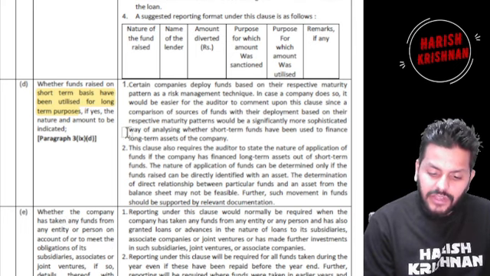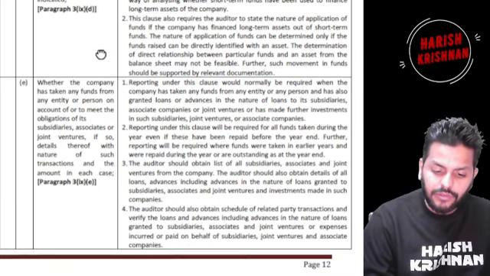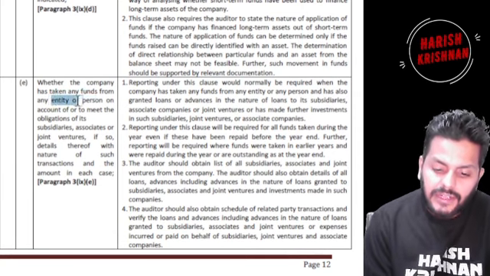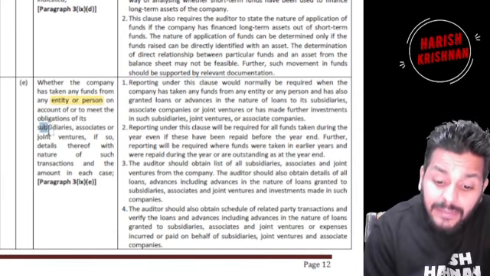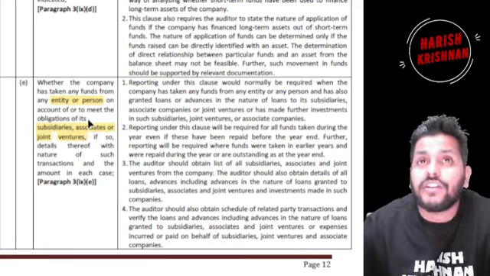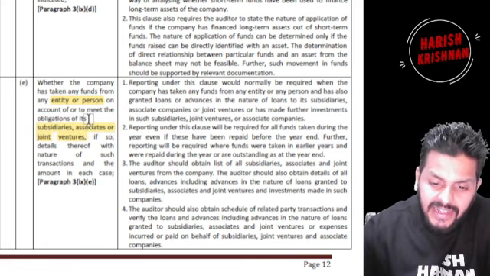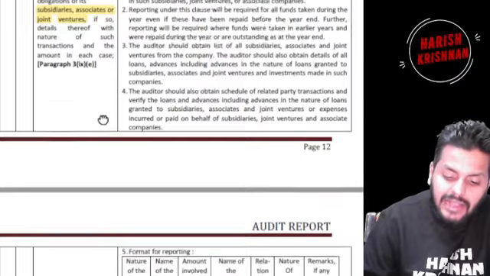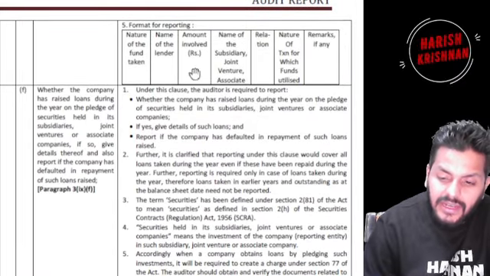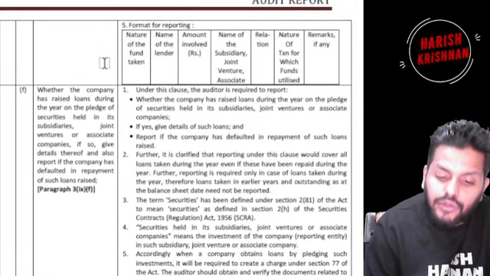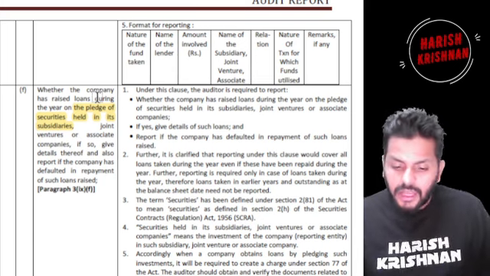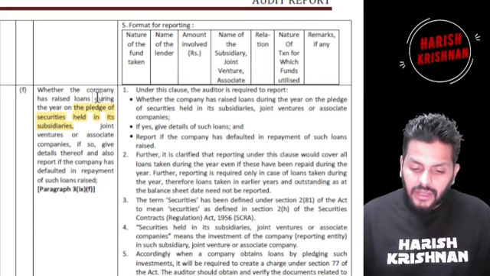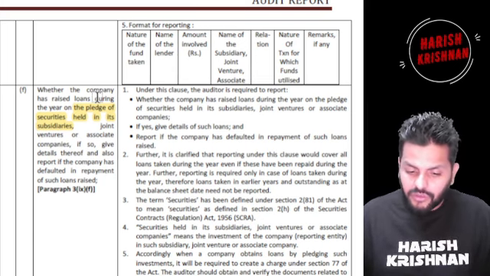Whether the company has taken any funds from an entity or a person on account of, or to meet the obligations of, its subsidiaries, associates, or joint ventures, and if so, you have to provide the details thereof. And also the last clause in 9: whether the company has raised loans during the year on a pledge of securities held in its subsidiaries. So whatever my holding is in my subsidiaries, pledge that. So subsidiaries, joint venture, or associate, based on my holding.